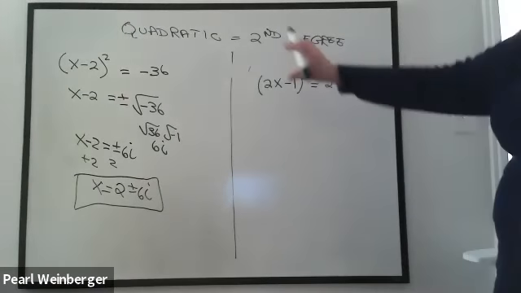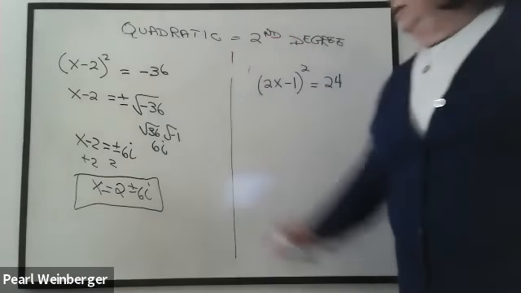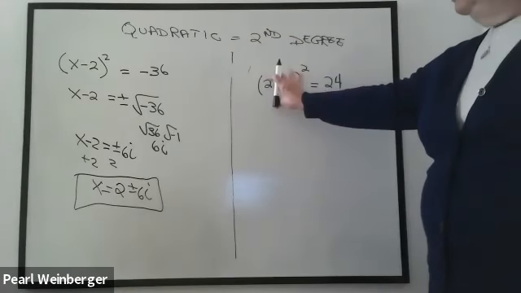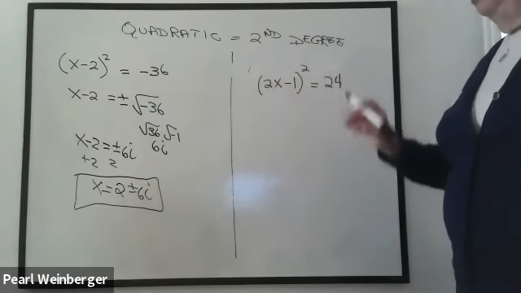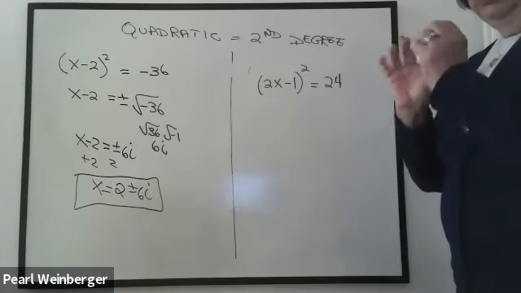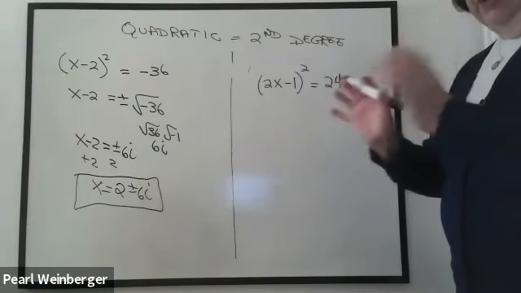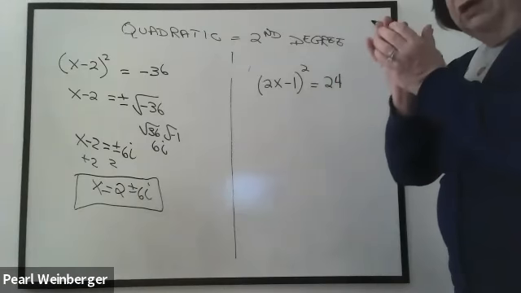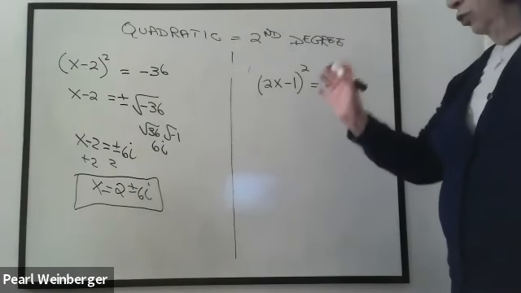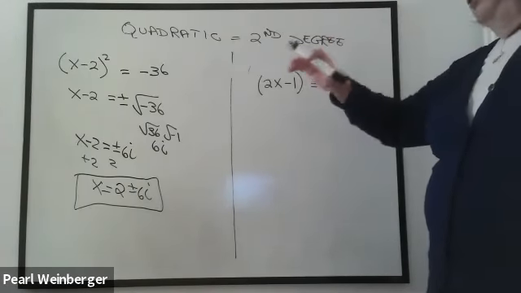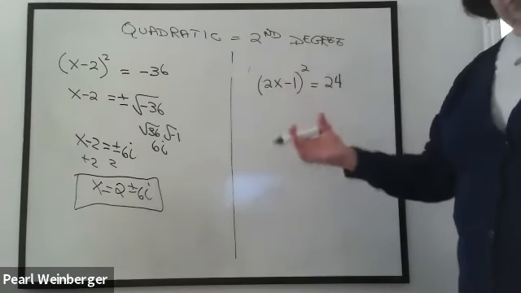Okay, and I have this set up. Again, I have something squared equaling a number. That's my clue to use the square root method, when I have on one side an expression squared, whether it's in parentheses or is just a single letter.